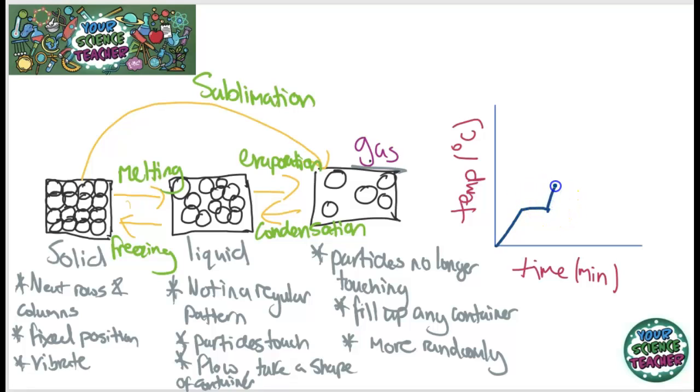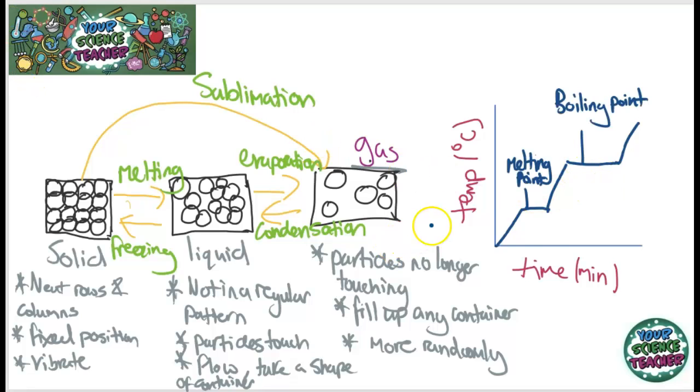Then it's going to start increasing in temperature again, and then it's going to flatten out again. Now this line's going to be more flat. It's going to take longer for this change of state. The reason for that is because all the particles are touching here and you're ripping them all apart. You're breaking the intermolecular forces between them. So that's why this change of state can take more energy.